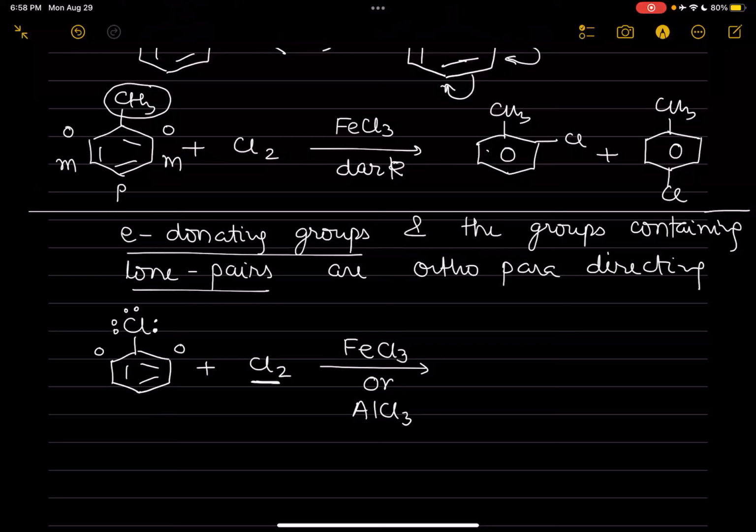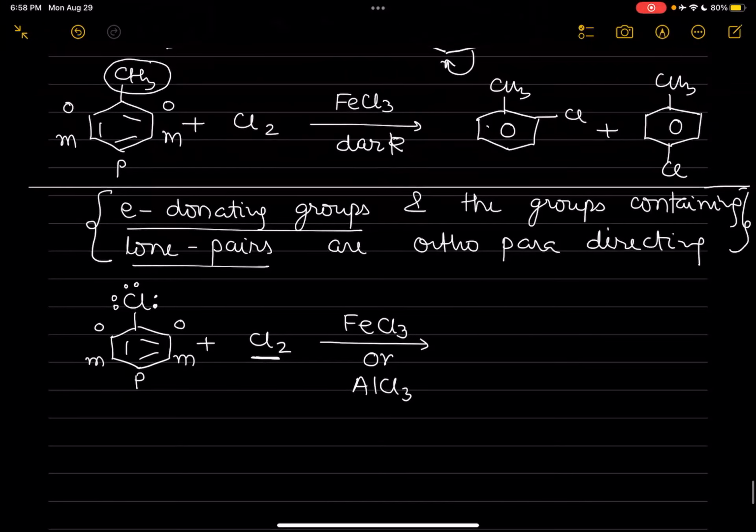Rayan, should I put it at the ortho or at the meta? Or Arpit, should I put it at the para position? You need to have this in your mind and that will help you find the answer. Electron donating groups and the groups containing lone pair make them ortho para directing. Means they direct the new group to ortho and para positions. Is it clear, Aishwarya?